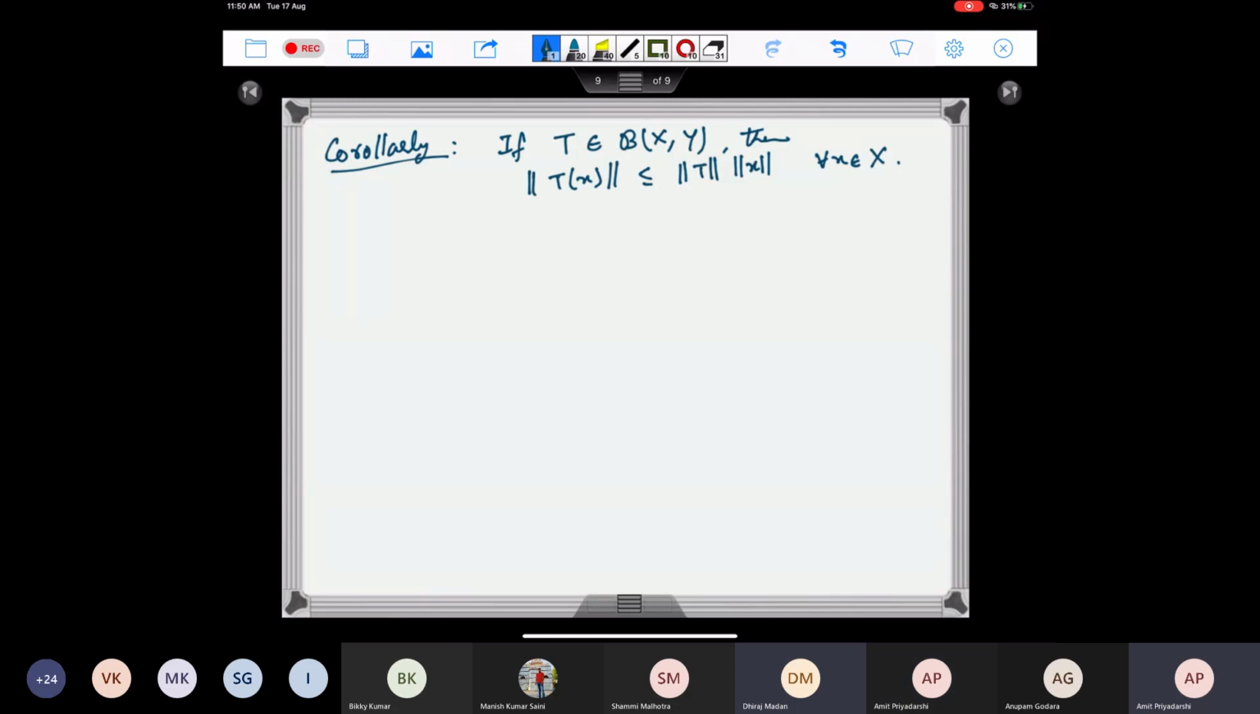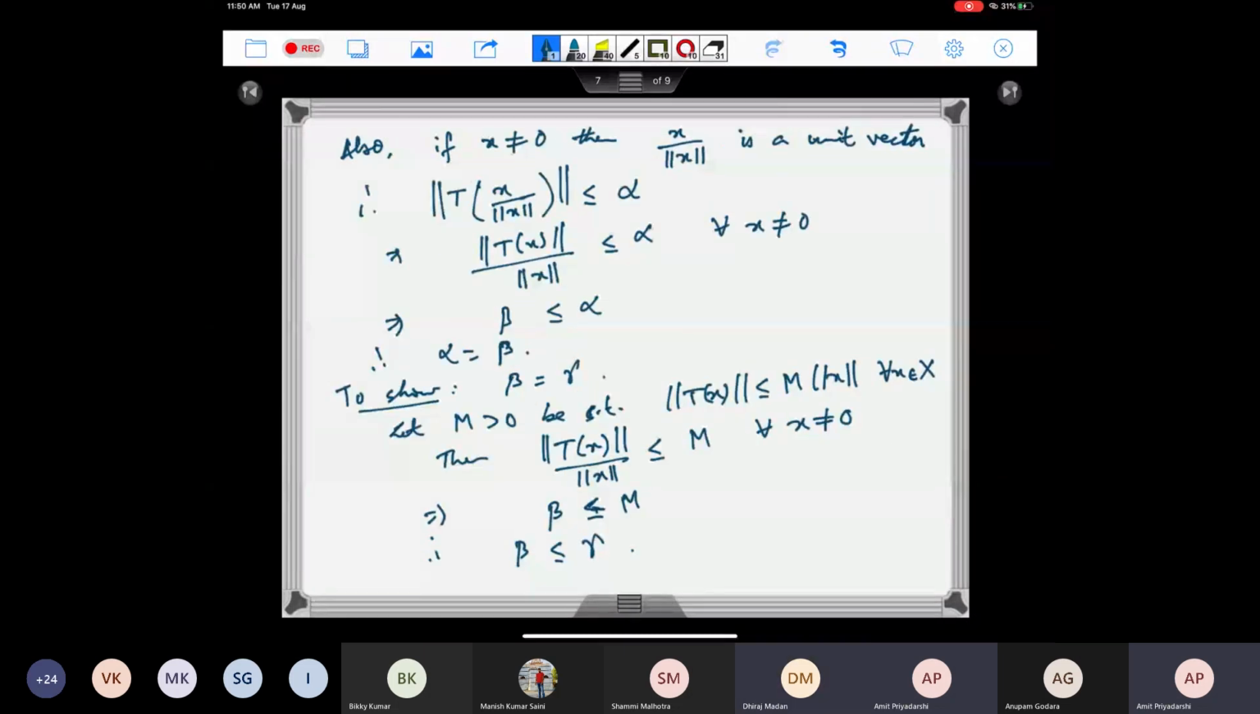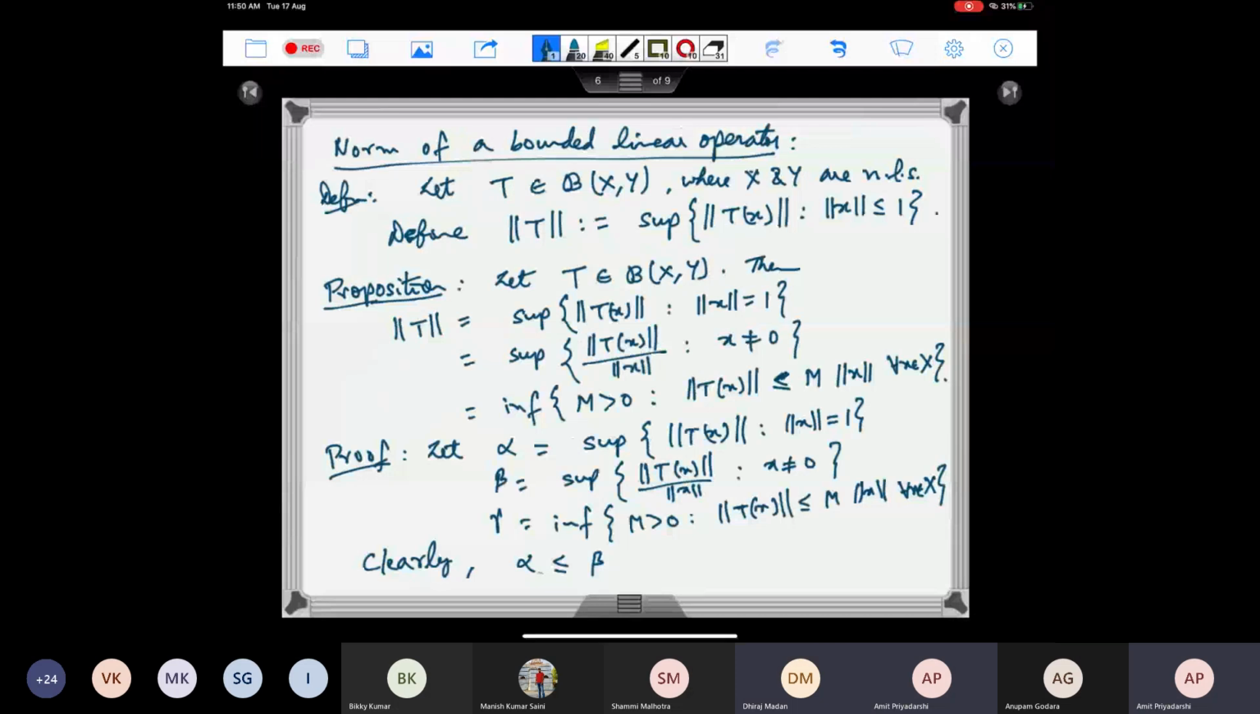Can we replace supremum by maximum, because the set norm x less than or equal to 1 is a compact set and T, being bounded, is a continuous function? That is not correct, what you said. If X is a finite dimensional space, then the closed unit ball will be a compact set. But in general, this is not.